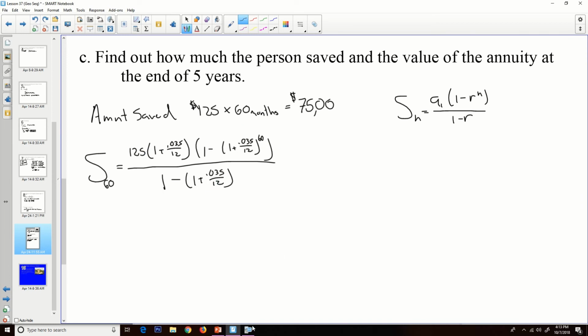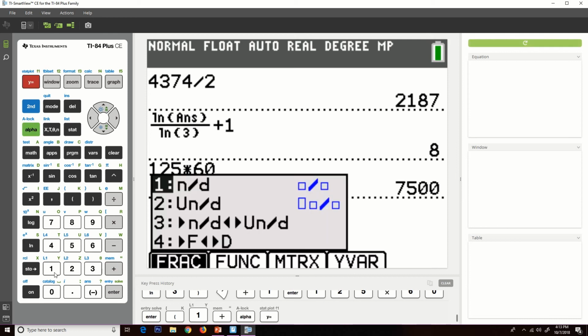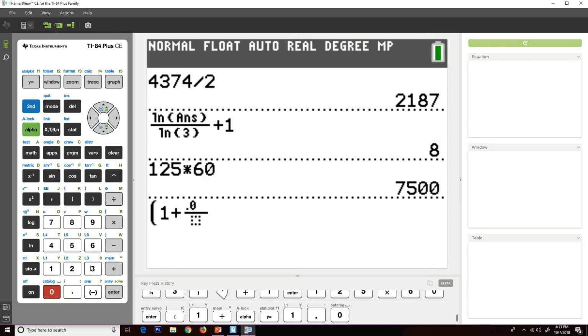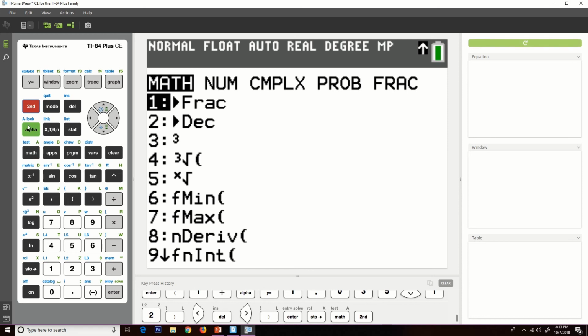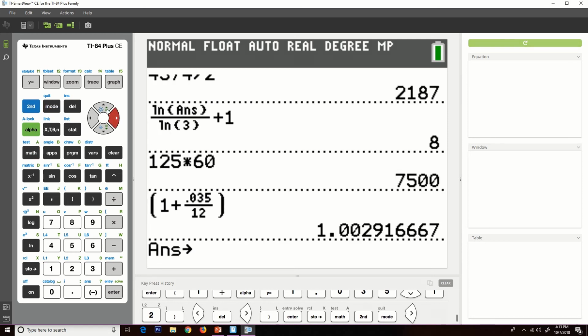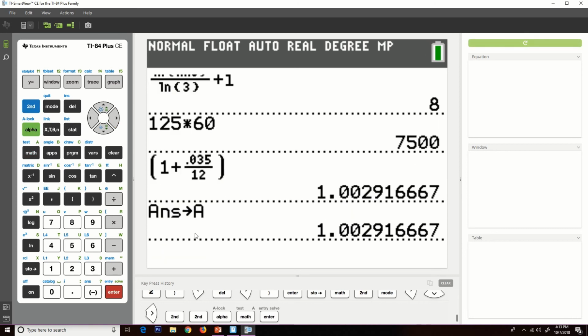So let's learn a new calculator trick here. I'm going to go 1 plus, alpha fraction, 0.035 divided by 12, and we'll calculate what that is. Okay, and what I'm going to do is store that in, oops, I don't want to do that. Let's quit back out. I want to store that in A, alpha A. I'm going to store that value in A right there. So now I have a value for A.